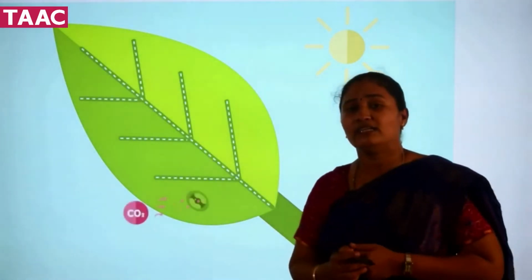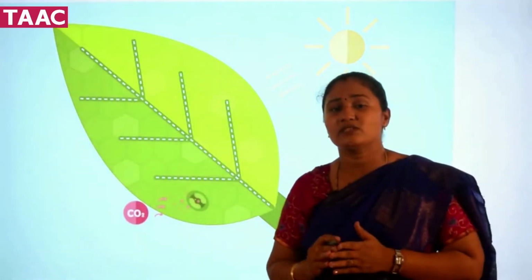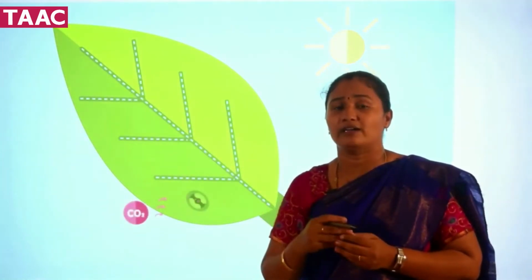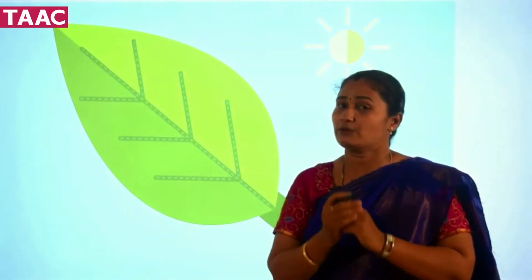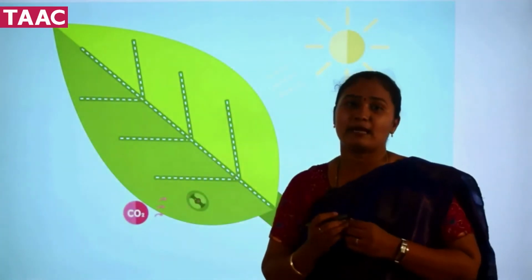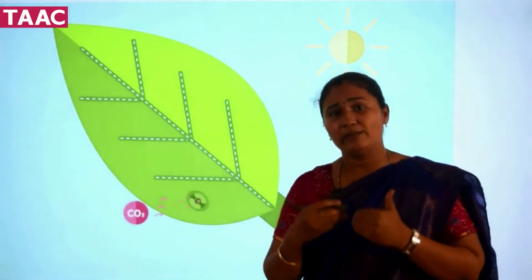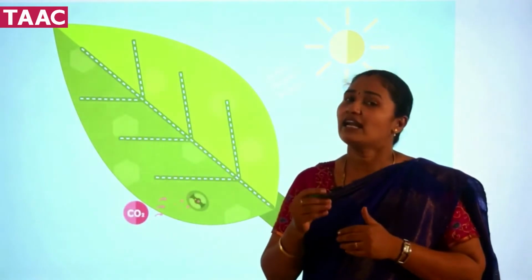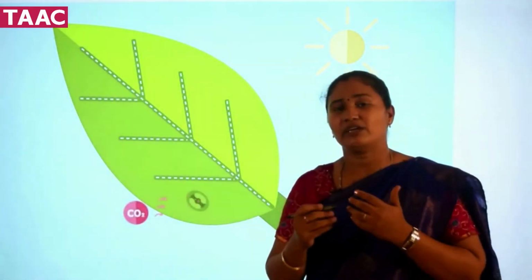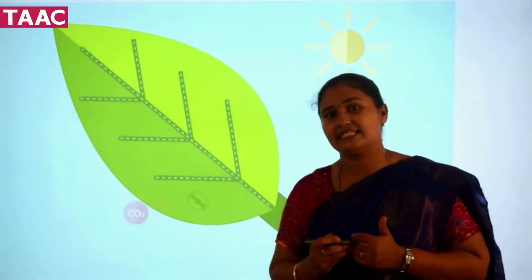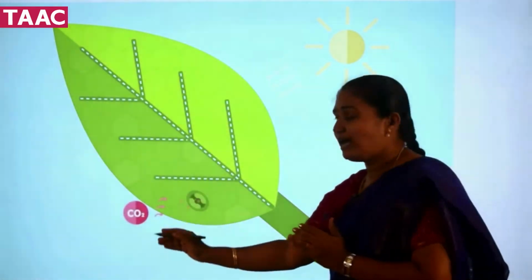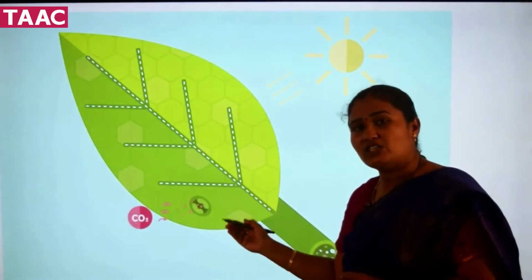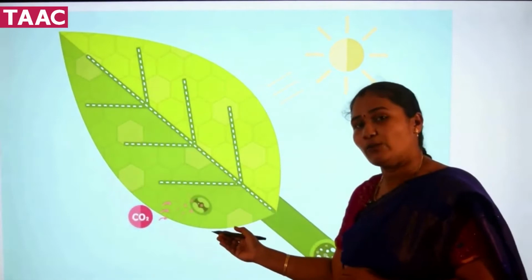In this world, all living organisms breathe, they respire, with the help of specialized organs. For example, we human beings breathe with the help of lungs. Fish breathe with the help of gills. In the same way, the plants breathe through a specialized organ called stomata.